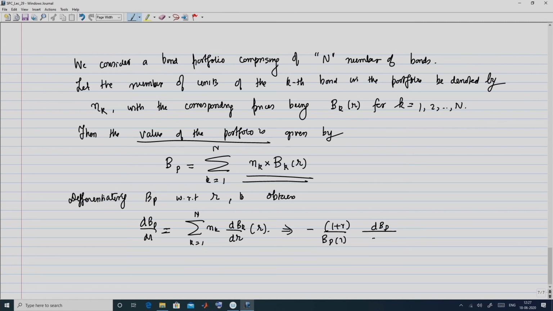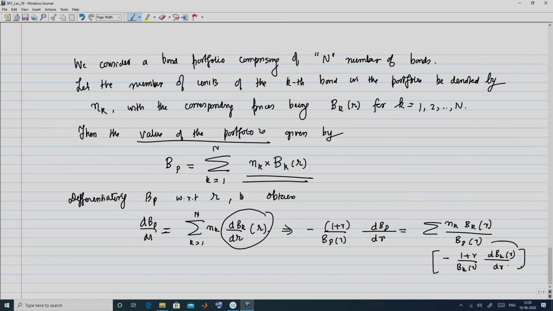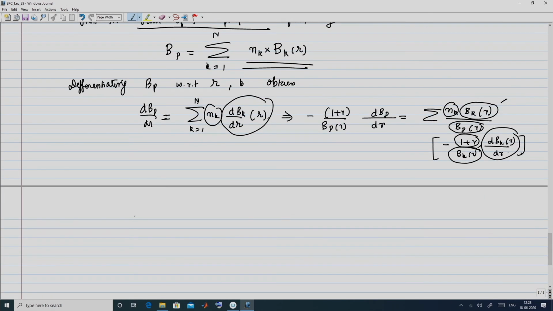So, I get minus of (1 plus r) over bp of r into dbp dr, and this is going to be summation nk bk of r over bp of r into minus of (1 plus r) over bk of r into dbk over dr. So, here this dbk dr remains as it is, the nk remains as it is. We multiply both sides by minus of (1 plus r) divided by bp of r, and we have this term bk of r in the numerator, which can cancel out with the bk of r in the denominator. So, I have just added these two terms so that I can get the duration on the right hand side. So, this will give me that.